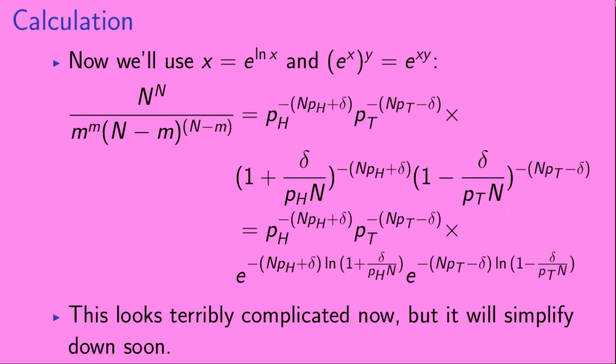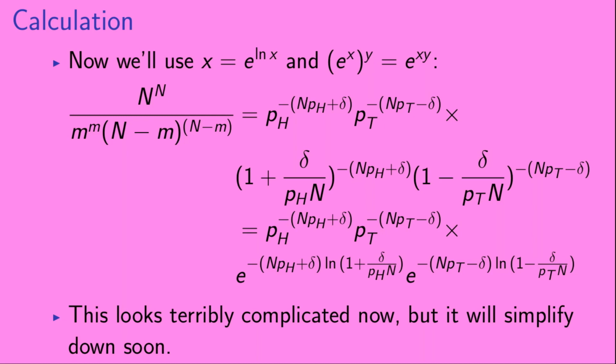Now we're going to use the relations x equals e raised to the power of the natural log of x, and (e^x)^y equals e^(xy). So our expression currently contains a factor of ph raised to some power, a factor of pt raised to some power, a factor of (1 + δ over ph n) raised to a power, and a factor of (1 − δ over pt n) raised to a power.